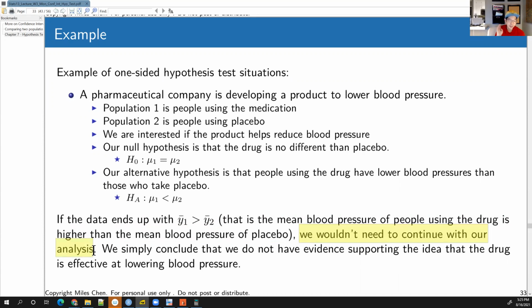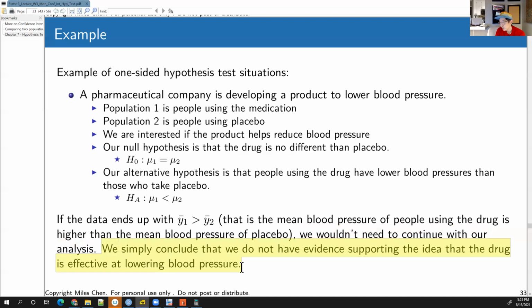The whole point of the study was to see if the medication helps reduce blood pressure. And when we take a look at our data, if anything, it seems like the medication is increasing the blood pressure, okay? There's no sense to see, oh, maybe we need to do more statistics if this could be a result of random chance. No, there's no sense of that. We're just going to say, all right, based on the data we have, we don't have evidence supporting the idea that the drug is effective at lowering blood pressure, okay?